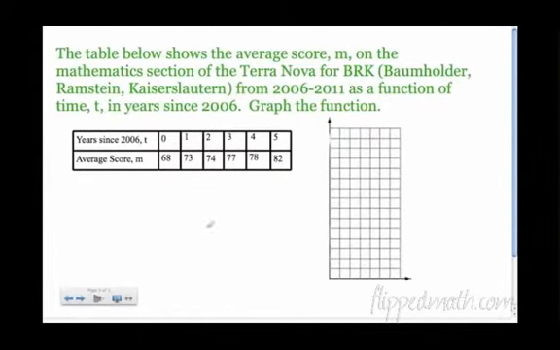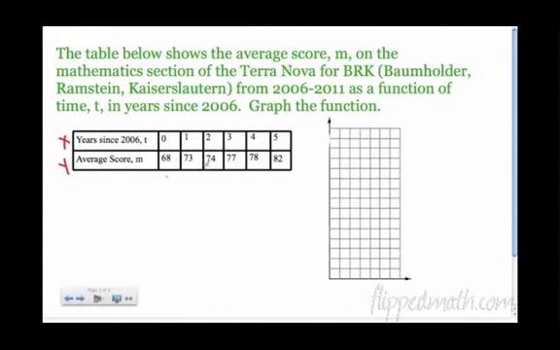All right, the table below shows the average score, M, on the mathematics section of the Terra Nova for BRK, Baumholder, Ramstein, and Kaiserslautern from 2006 to 2011, as a function of time, t, in years since 2006. If we were looking at this, which would be the input, the years or the score? Which goes in? The years. That's our input. Which is our output? The score, y.